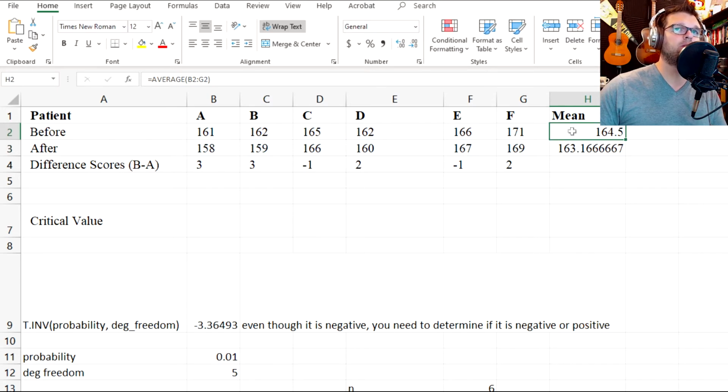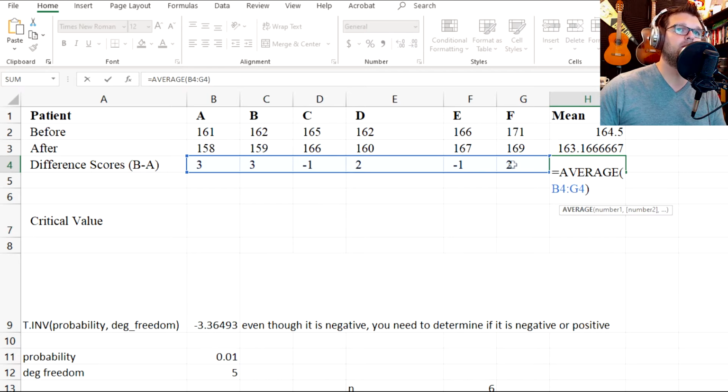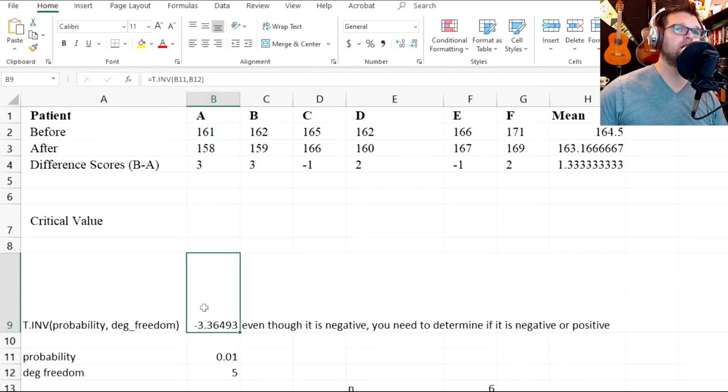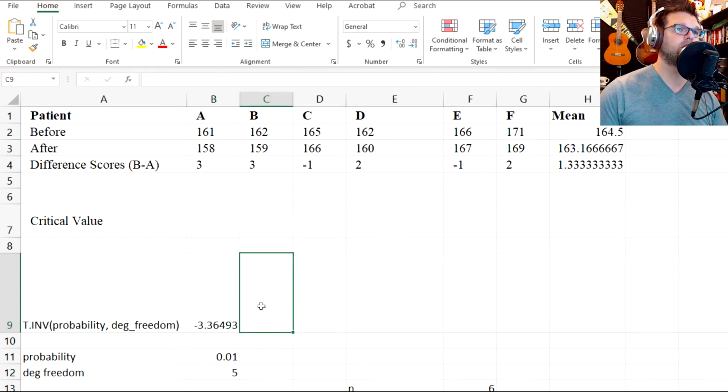But we're not actually comparing these two. If we were doing independent samples, we would be comparing these two, but we're not doing independent samples. We are doing paired samples, and so what we're actually comparing is the mean of all of the difference scores. Okay, so I just took the mean of all the difference scores. Next, we can calculate the critical value.